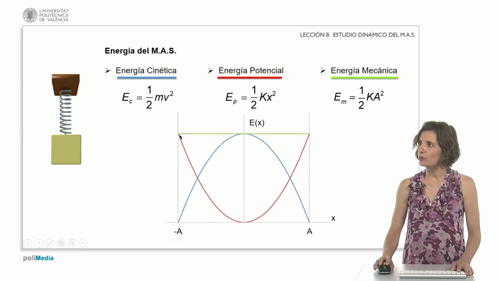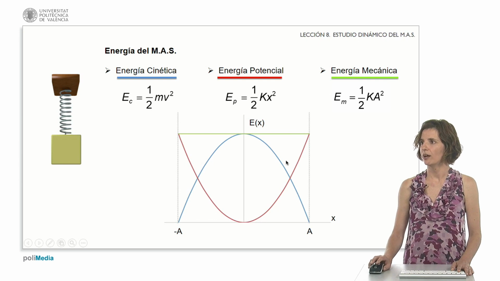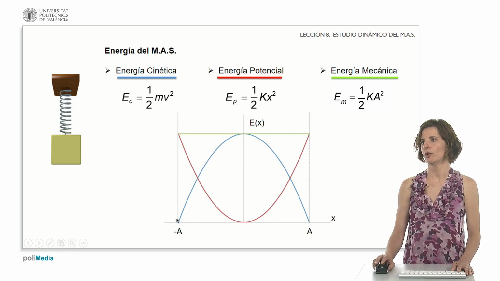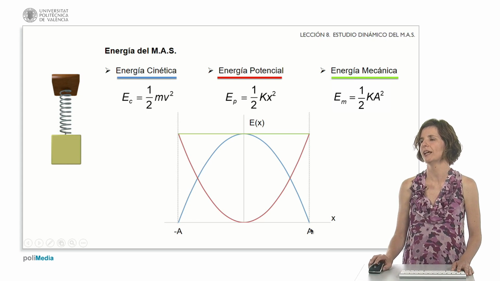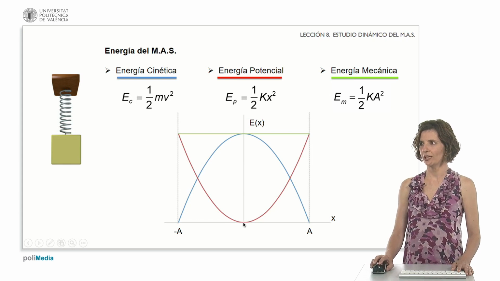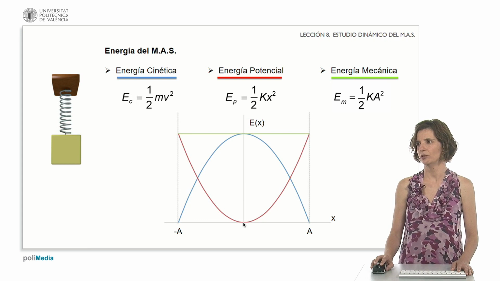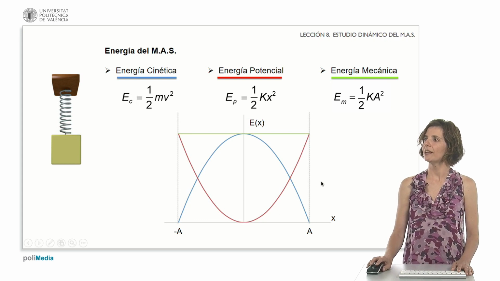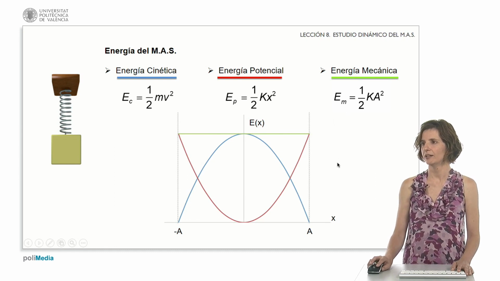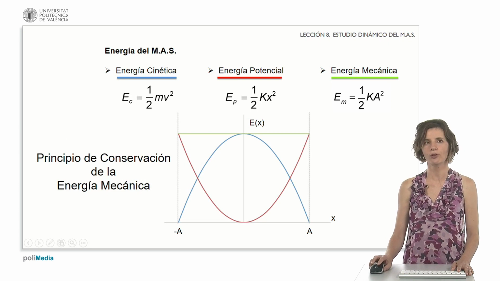If we now look at the potential energy, in red, we see that the opposite is true. At the extremes, here and here, the potential energy is maximum, because the potential energy depends on the elongation, and when the spring is fully contracted or fully elongated, the elongation is maximum. While in the equilibrium position, x is 0, so the potential energy is also 0. Graphically, it is very easy to verify that the sum of the blue curve and the red curve gives us a constant, which is the mechanical energy, and therefore the principle of conservation of mechanical energy is fulfilled.